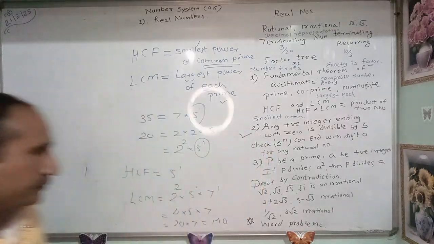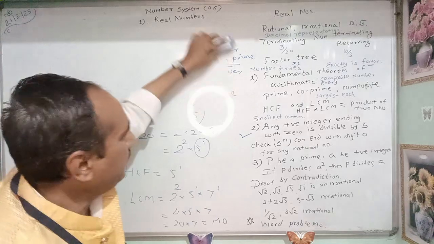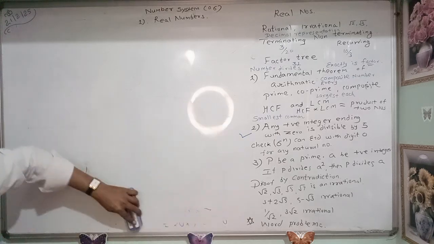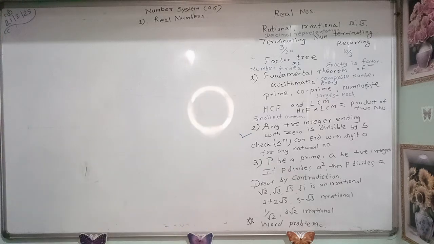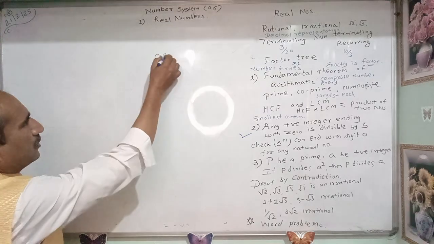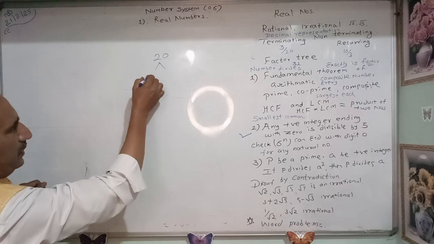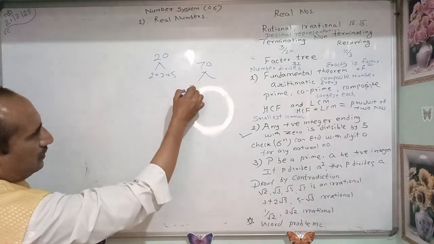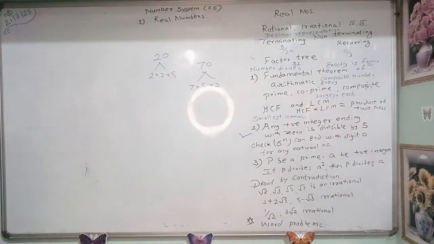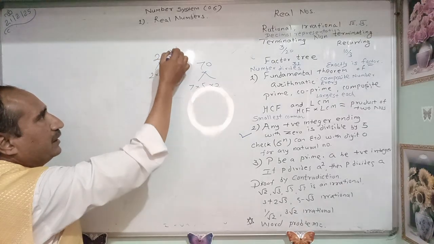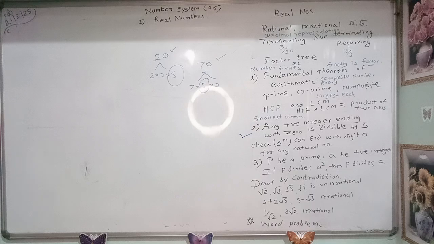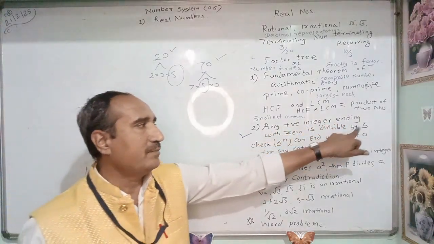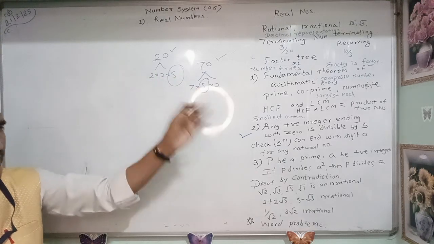Any positive integer ending with 0 is divisible by 5. Suppose here 20, you can say 2 into 2 into 5. If we take 70, again 7 into 5 into 2. So you can see whenever any number ends with 0, 5 is a common factor for them. So this is a very important theorem: any positive integer ending with 0 is divisible by 5. Divisible means one of its factors must be 5.